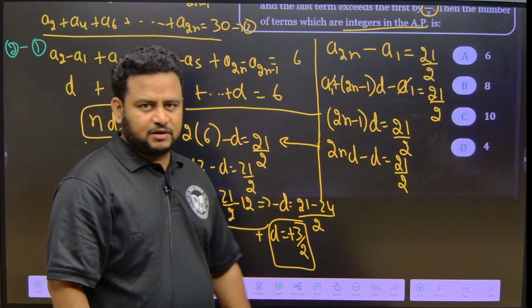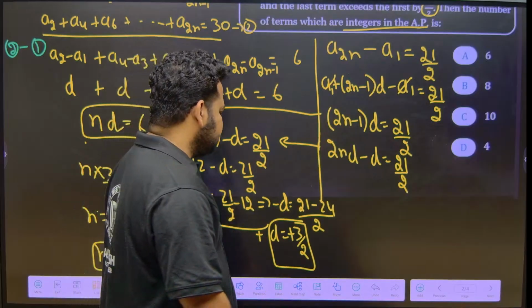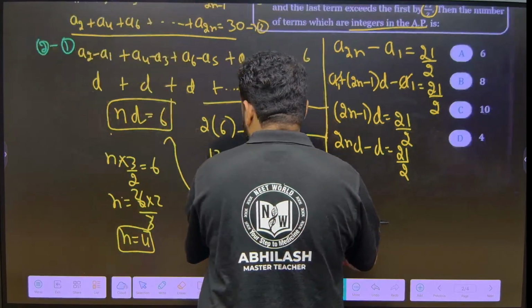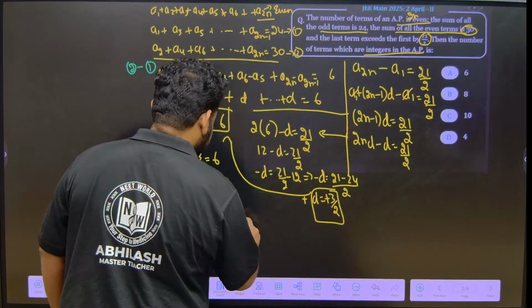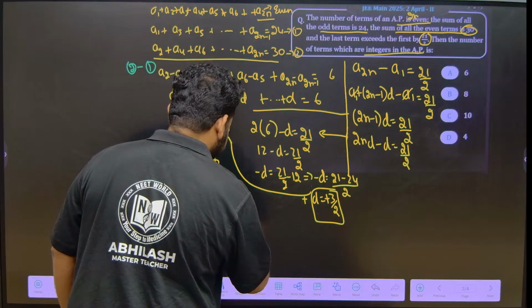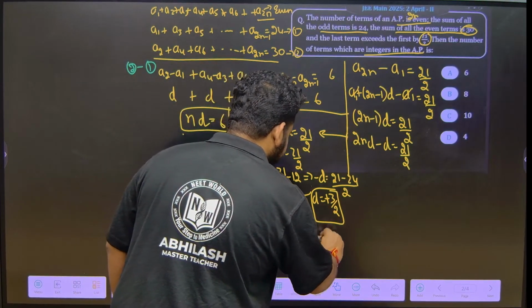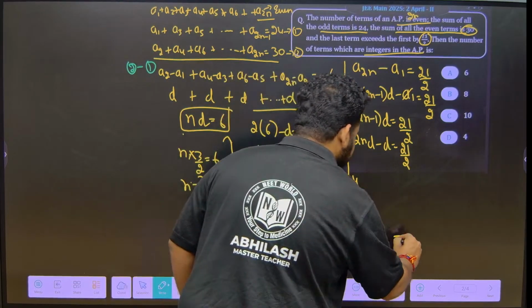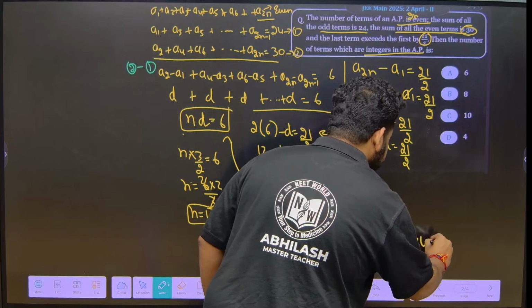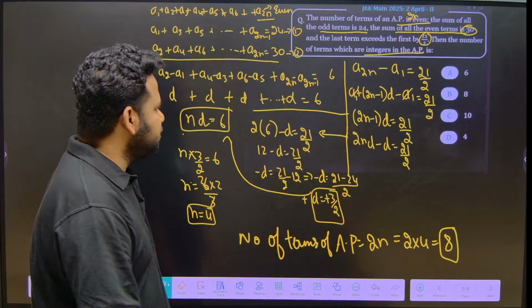Does that mean the number of terms is 4? No, we cannot say that the number of terms is 4, because here the number of terms in the AP is 2n. The number of terms of the AP is 2n. That means it is equal to 2 into 4, since n is 4, which means it is 8. The number of terms of the AP is 8. This is the important information which you should know.